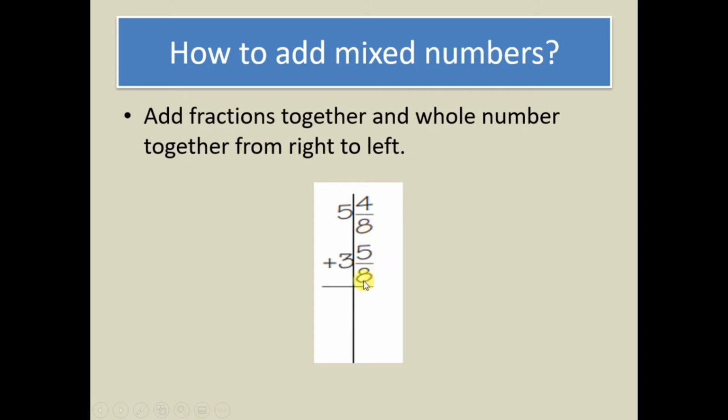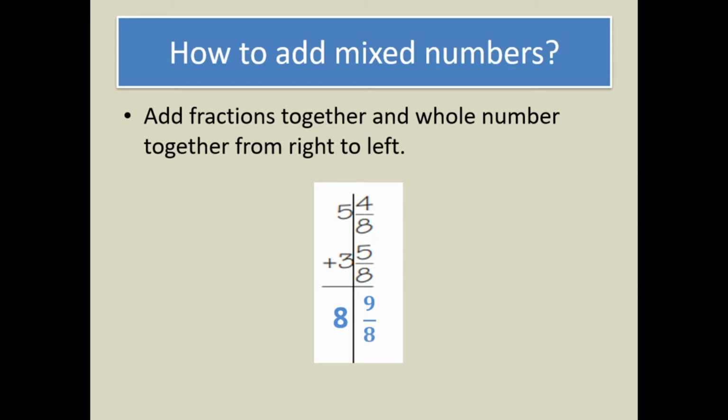So, do you have the same denominator? Yes, then keep it. What is the denominator? It's 8. Put it down. Then we add the numerators only. 4 plus 5 is equal to 9. So the fraction here, after adding, is 9/8. Adding whole numbers, go to the left part. 5 plus 3 is equal to 8. So, please note here that 9/8 is not an ordinary fraction.